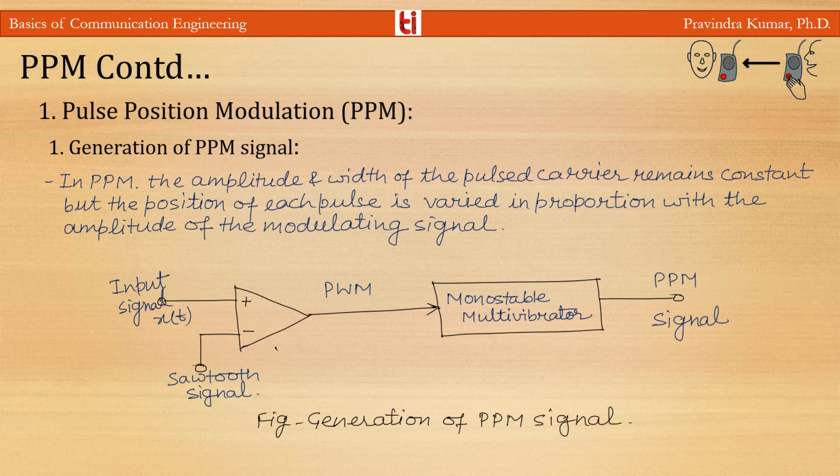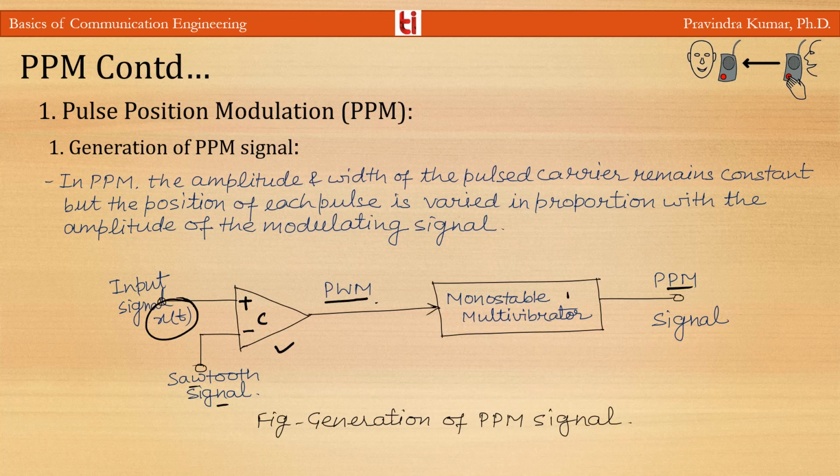We have already discussed this. We apply the baseband signal to the non-inverting end, and to the inverting end we apply a sawtooth signal. After the comparator we get the pulse width modulation signal, and we apply this to the monostable multivibrator. Then we get the pulse position modulation signal, and the monostable is negative edge triggered. So corresponding to each trailing edge of the PWM signal, the monostable output goes high.